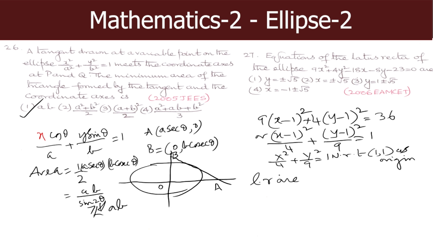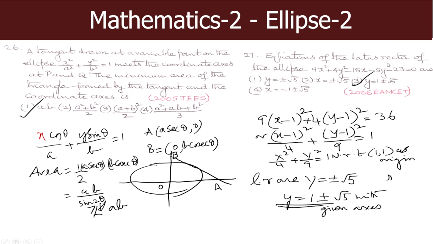So therefore the foci will be points on the y axis, and therefore capital Y equal to plus or minus b e. What is b e? 9 b square e square is 9 minus 4, that is 5, so b e is root 5. With respect to 1 as origin. So when you come back to the original system, these are small y equal to, because you have to add 1, 1 plus or minus root 5 with the given axis. So that's how you can find the equation of the latus recta. y equal to 1 plus or minus root 5, which is the third option.